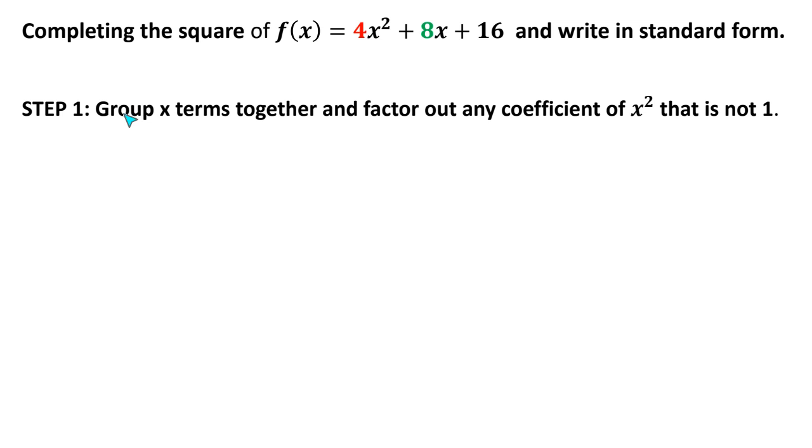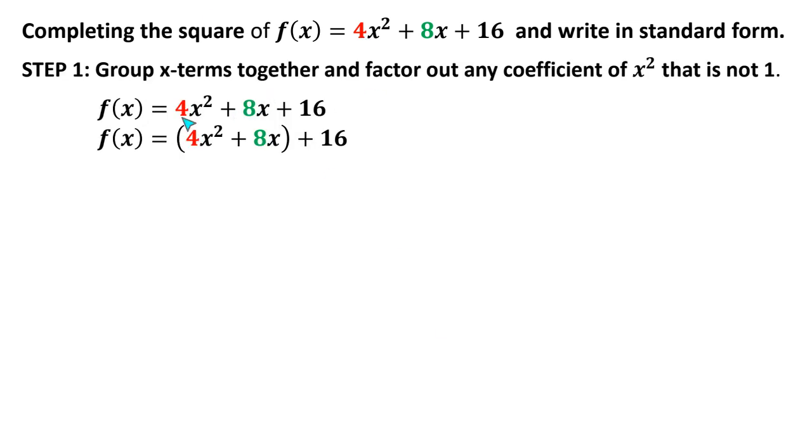So the first thing you want to do is group the x terms together. So that's going to be your 4x squared and your 8x. We're going to group them together. And then we're going to factor out any coefficient of x squared that is not a 1. So if we look at the number in front of the x squared, if it's not a 1, we're going to have to factor out that number. And so it would look something like this.